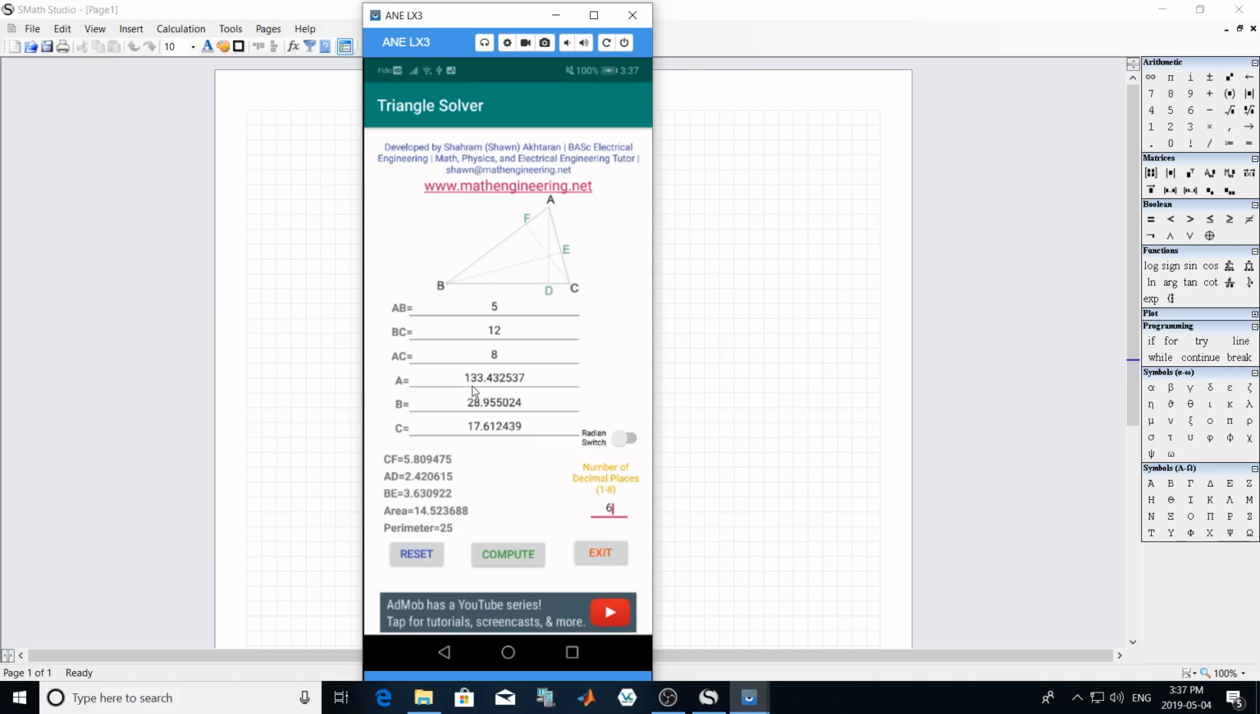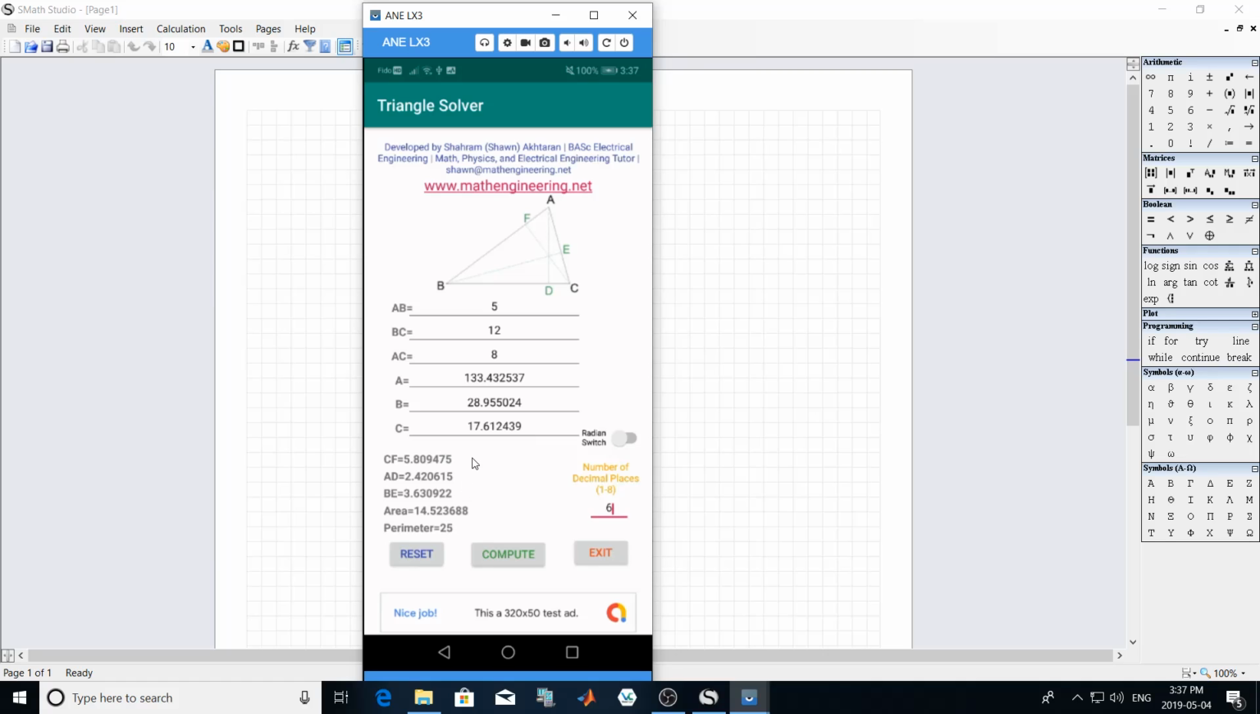So angle A would be 133.43 approximately degrees, angle B 28.95, and angle C 17.61 degrees approximately. And then it would also give us the heights of the triangle, namely CF, AD, and BE. CF, for example, is 5.81 centimeters approximately, and area is 14.52 centimeters squared approximately, and perimeter is 25 centimeters.